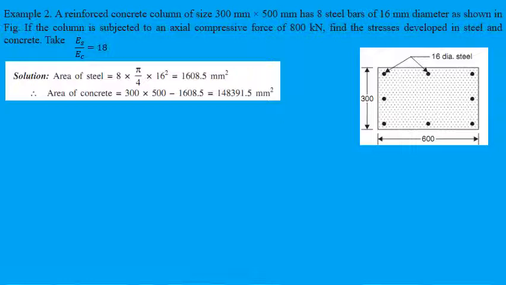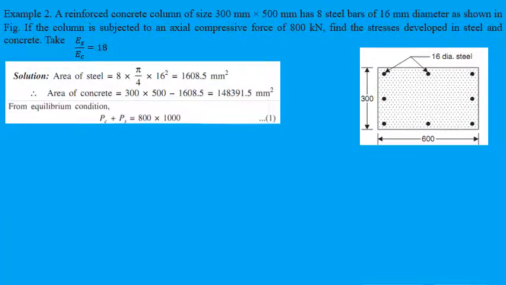Next, to find the area of the concrete, it is given as 300 by 500 mm. First we have to multiply this, then subtract the area of the steel, because we are calculating the area of the concrete. Therefore, first find the entire area, then subtract the area of the steel to find the area of concrete. So we got the area of concrete 148391.5 millimeter square.